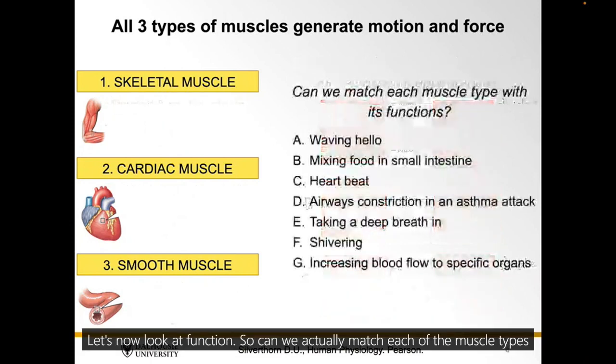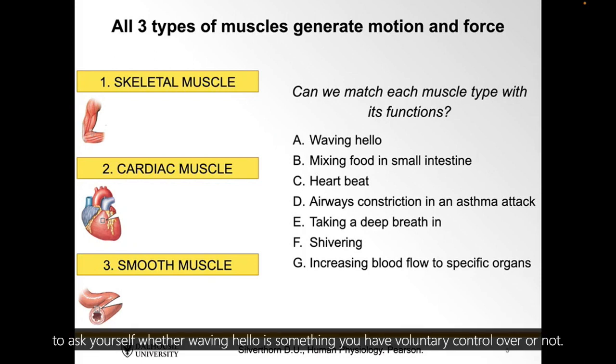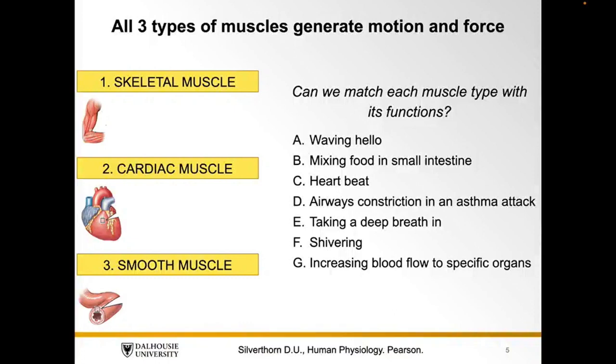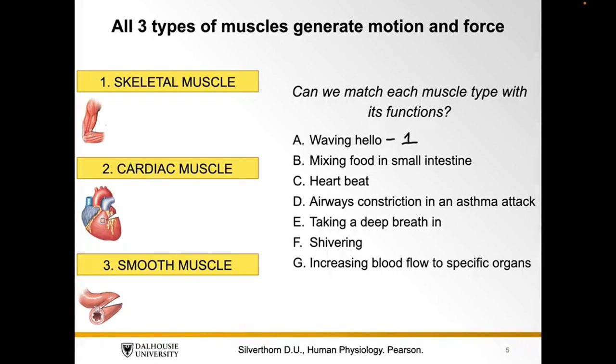Let's now look at function. So can we actually match each of the muscle types with its function? So which muscle type would be used to wave hello? The way to think about these questions is first to ask yourself whether waving hello is something you have voluntary control over or not. And obviously, in this case, the answer is yes. So you have voluntary control over waving, which means that this is done by skeletal muscle.